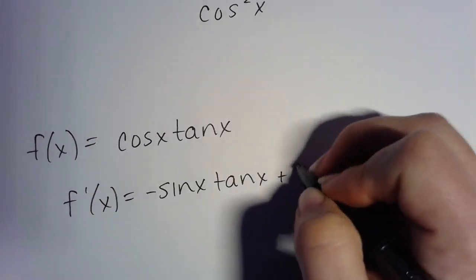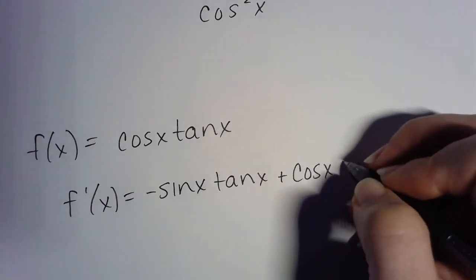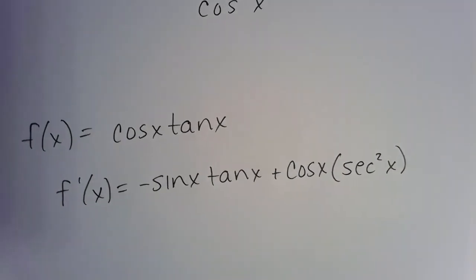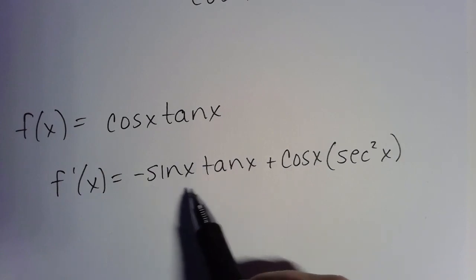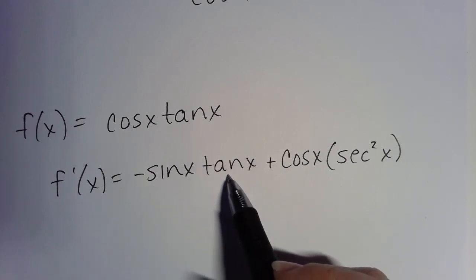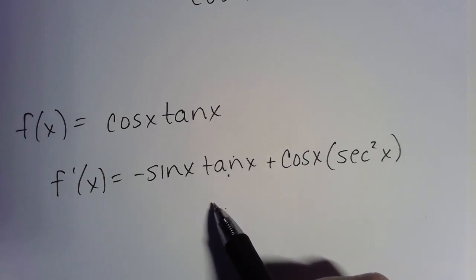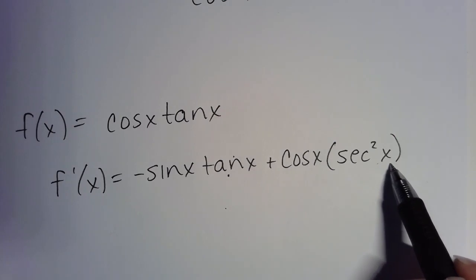And now we're going to have cosine times the derivative of tangent, which we just learned is secant squared of x. Now, there's all kinds of simplification that I can do in some of these, right? Now, really, there's not a whole lot on this, because if I change tangent into sine over cosine, then I'm just going to get negative sine squared over cosine. But this one I could simplify a little bit, because secant squared is really 1 over cosine squared.